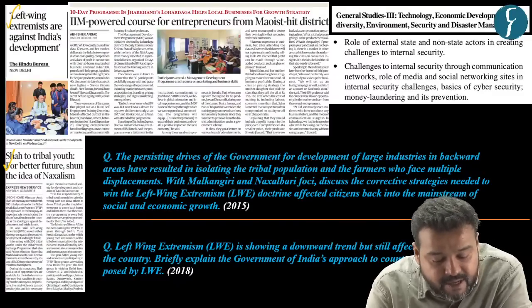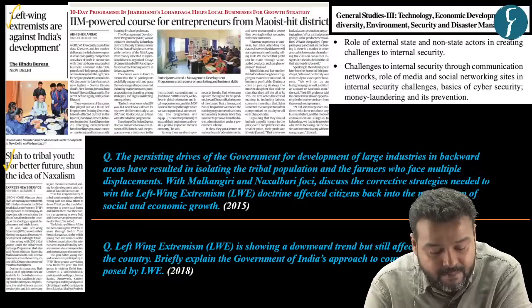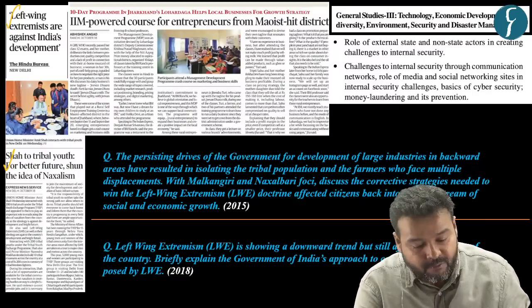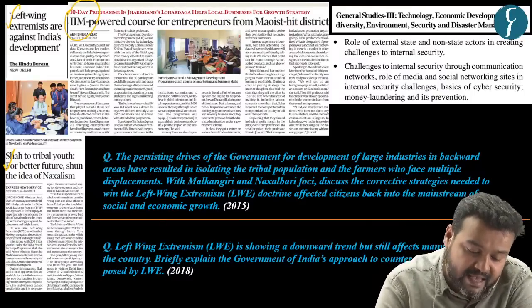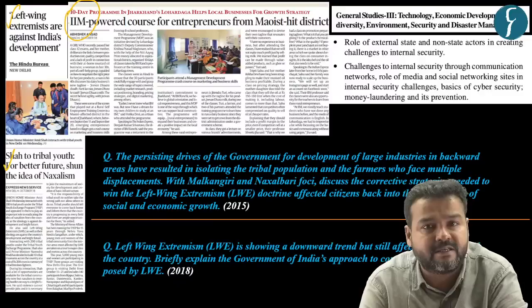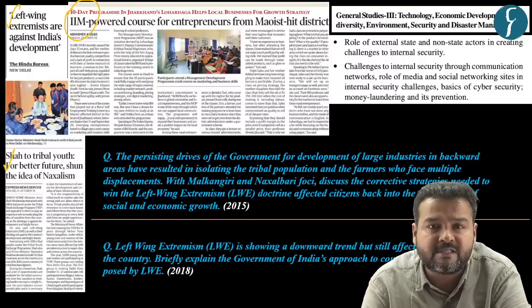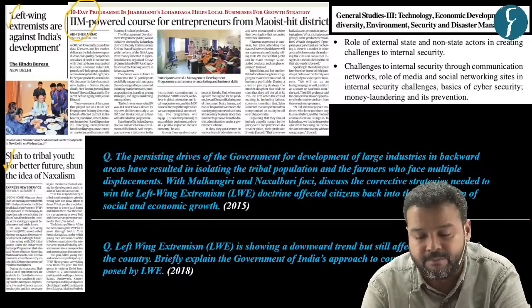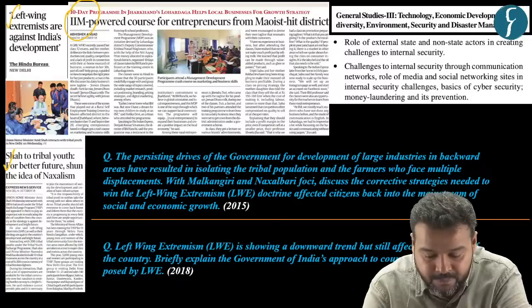Simultaneously, there was a very good news that IIM has launched a program for entrepreneurs in Maoist-hit areas. Now you can use this as an example in your case studies in your ethics paper, and you can also quote this example while suggesting some future-oriented strategies in your GS answer also.